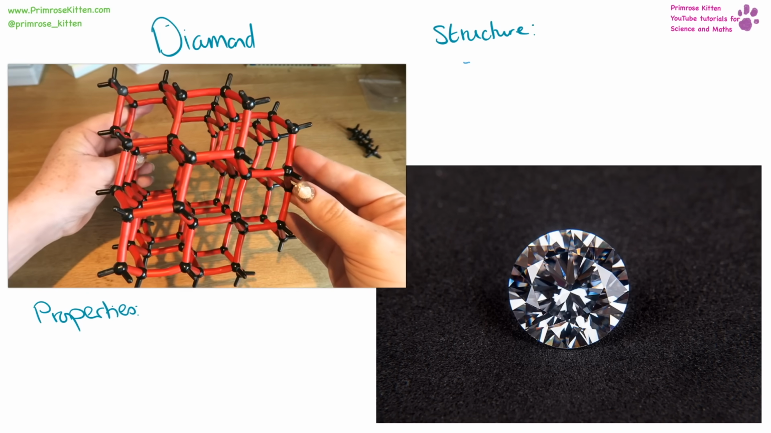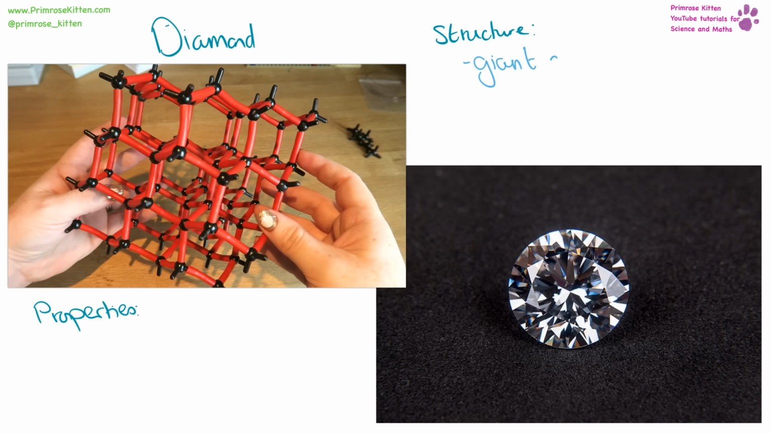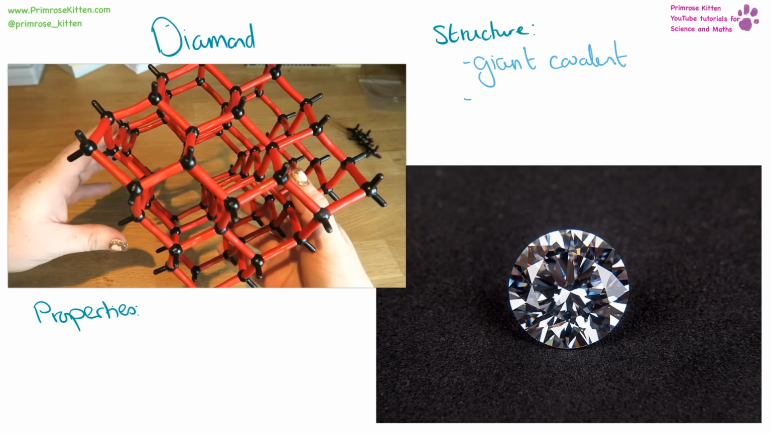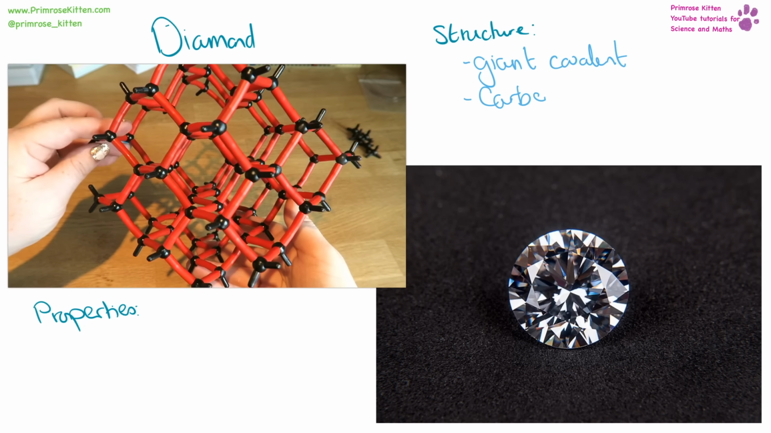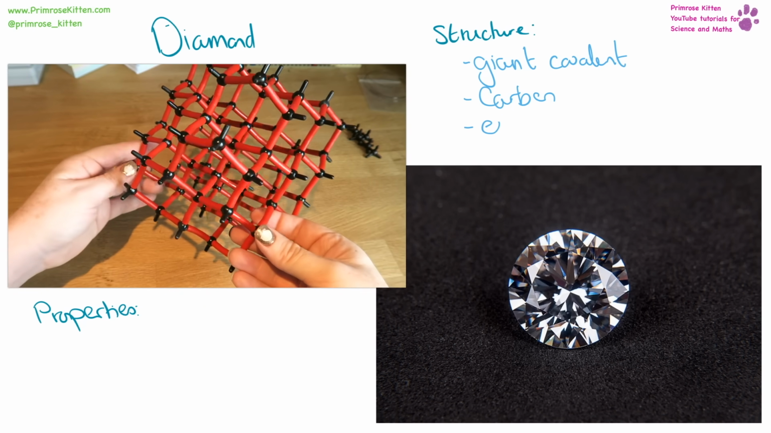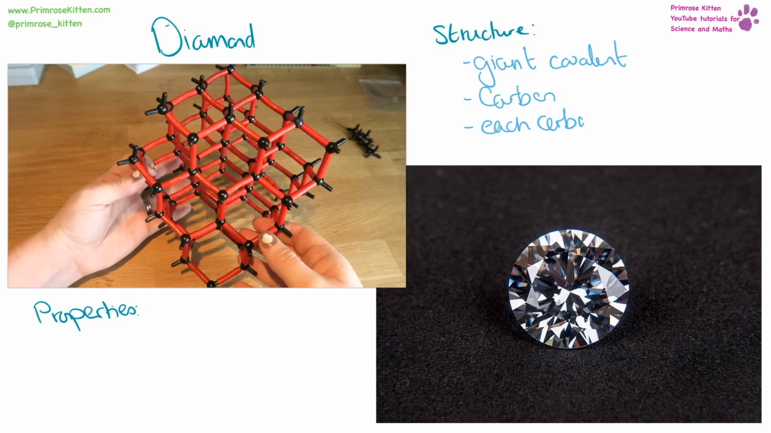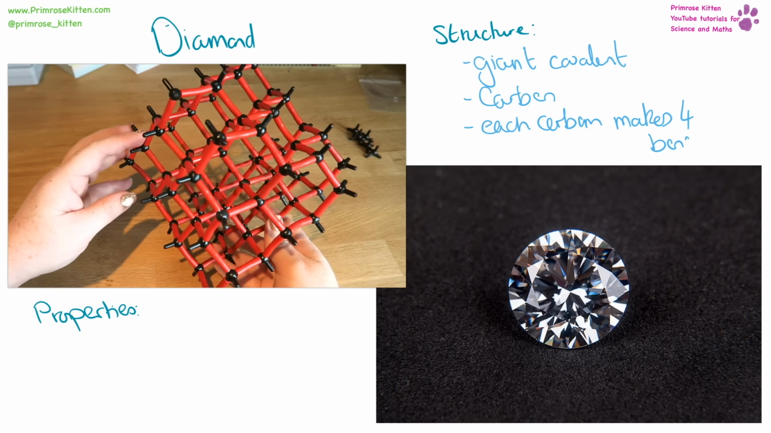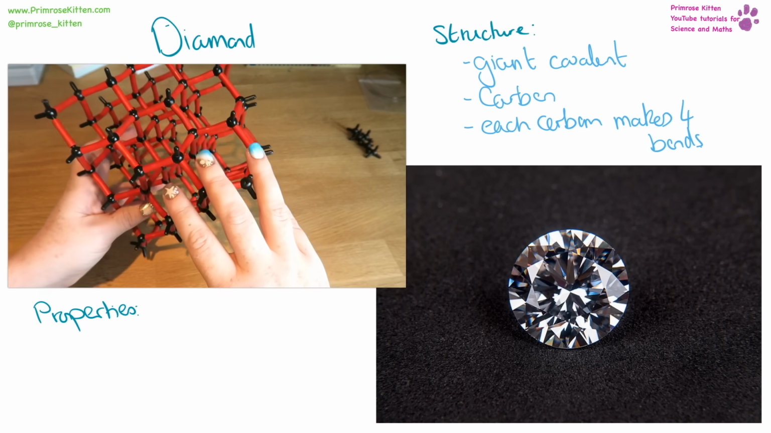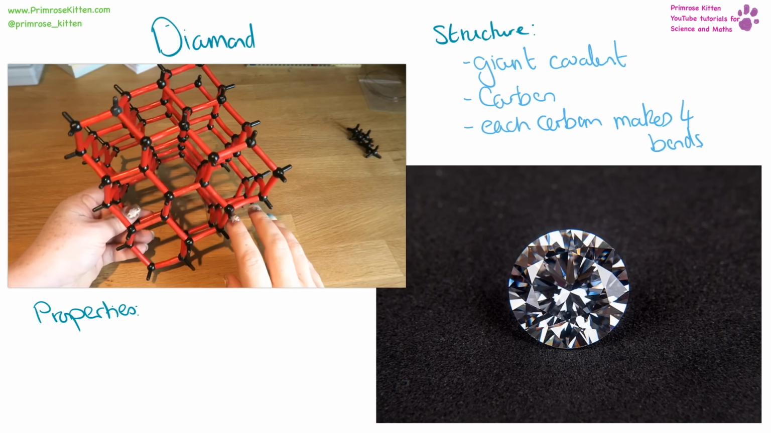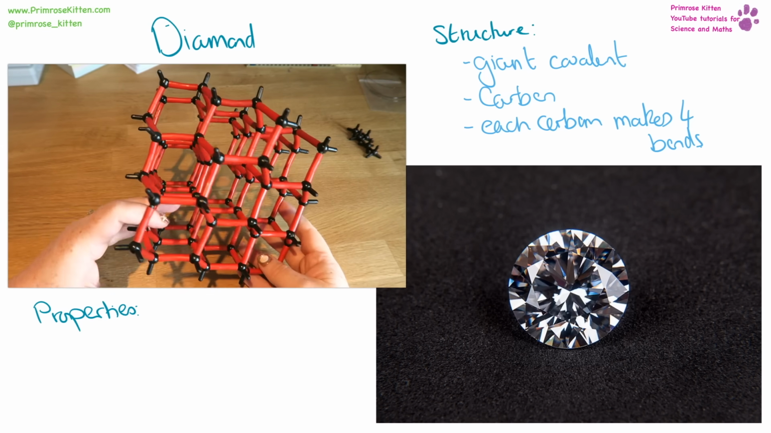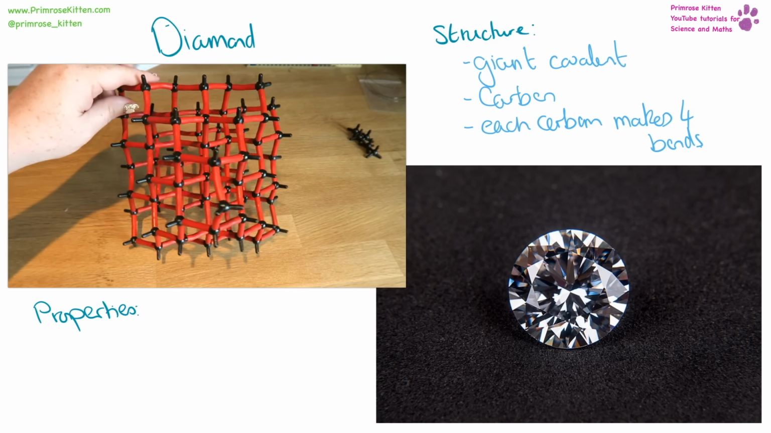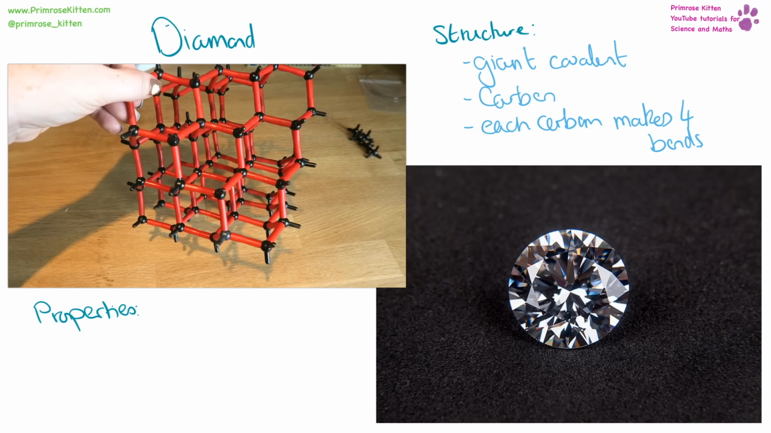Here we have diamond. It is a giant covalent compound, or giant covalent lattice. It is made of carbon, pure carbon, nothing else in there, and each carbon makes 4 bonds. So in the video you can see that the carbon is the black bits, the covalent bonds are the red bits, and each carbon is bonded to 4 other carbons. Obviously the ones on the edge aren't bonded to anything, but if you look in the middle you can see that they are bonded to 4 other things.